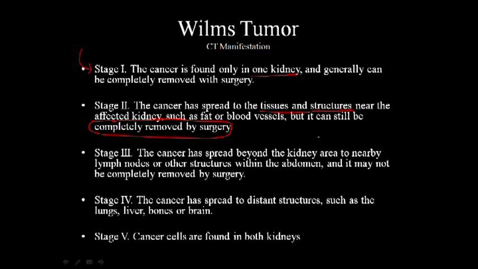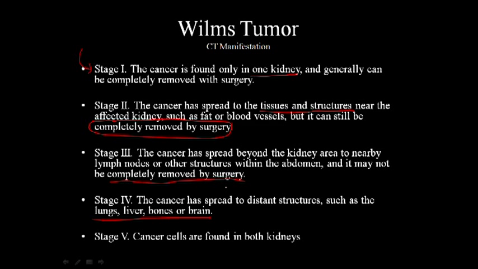Stage 3, on the other hand, the cancer has spread beyond the kidney area to nearby lymph nodes or other structures within the abdomen. It may not be completely removed by surgery. And so this stage 3 is when it gets a little iffy, whether the area can be completely controlled with surgery. Stage 4, the cancer has spread to distant structures such as the lungs, liver, bones, or brain. And so basically, it has metastasized, and you're experiencing abnormalities with the other areas as well.